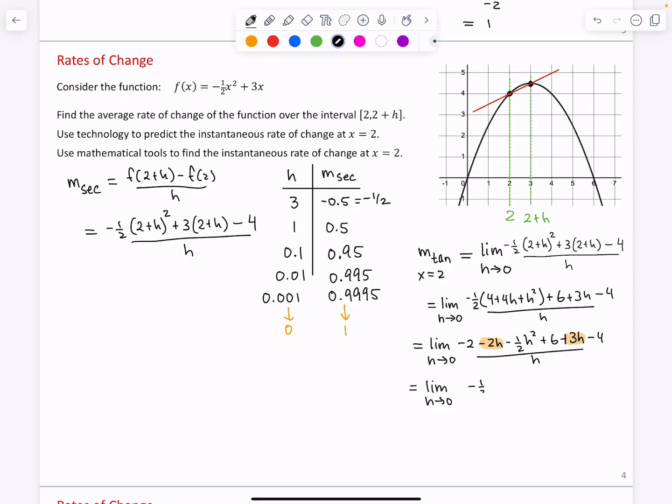So we're left with negative 1/2 h squared plus h all over h. And now I can factor an h out and cancel with the h down below. So we have a limit as h goes to 0 of negative 1/2 h plus 1. This function is continuous at h equals 0, even though the step before had a removable discontinuity at h equals 0. I'm now going to plug 0 in for h in the continuous version. That gives me a final limit of 1, again confirming the slope of the tangent line when x is 2 is 1.